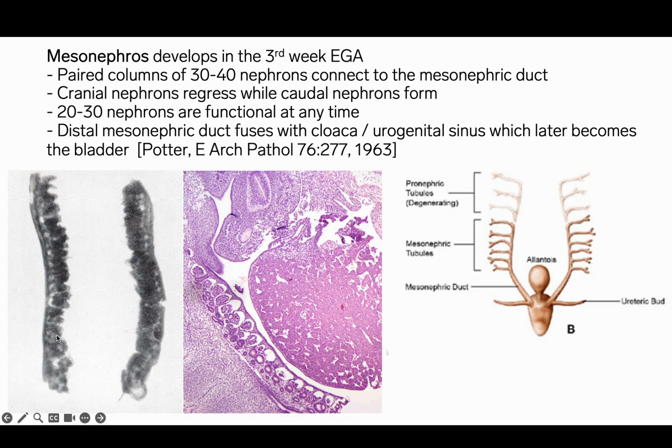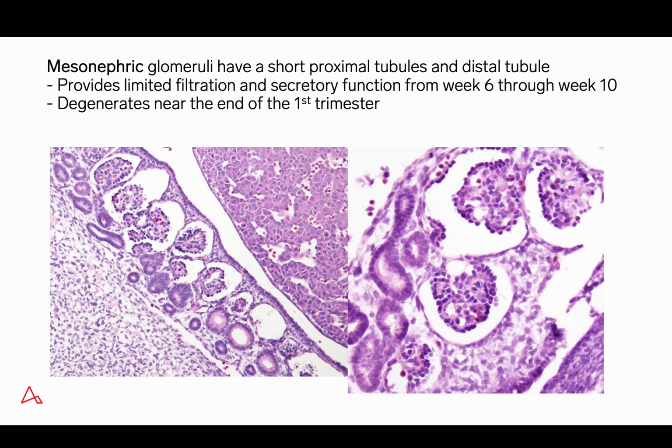duct. At any given time, 20 to 30% of nephrons are functional, and they regress cranially and develop caudally over a period of most of the first trimester. The distal mesonephric duct fuses with the cloaca and the urogenital sinus, as shown here in this diagram on the right, and the urogenital sinus is destined to become the subsequent bladder.